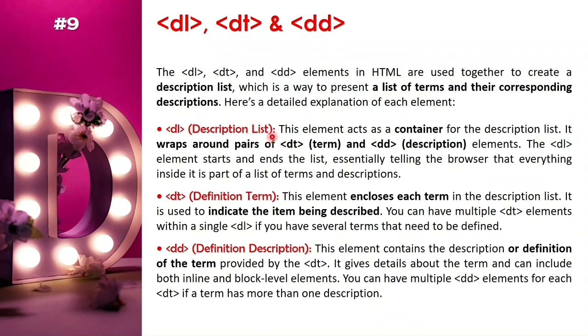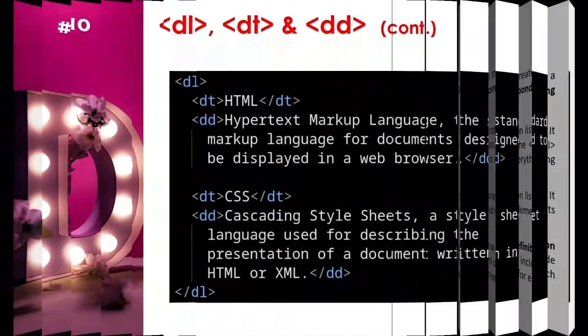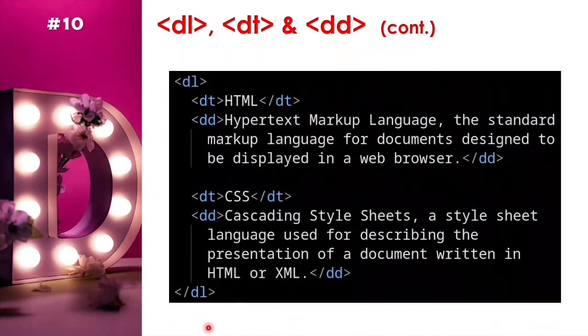We have the description list. That's the element that you're going to open, and you're going to put all the terms and descriptions inside it. So if you have a term, you put that inside a DT, and then you have a description, you put that inside the DD. That's it. It's that simple. So here we go. I have a description list, a list of terms and definitions. So I open a DL element, and everything goes inside that.